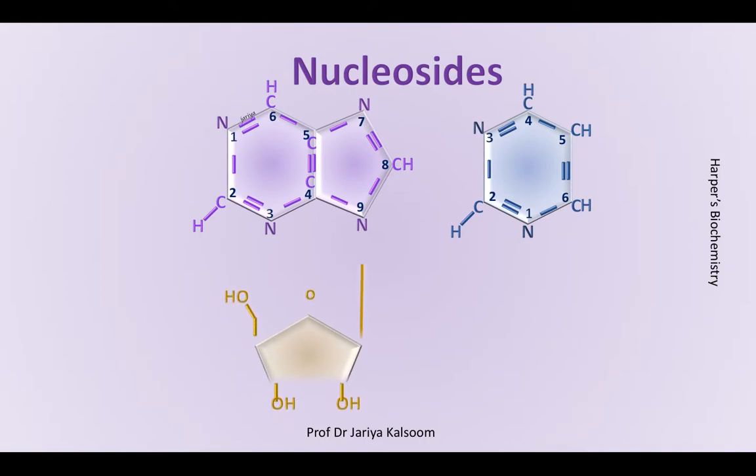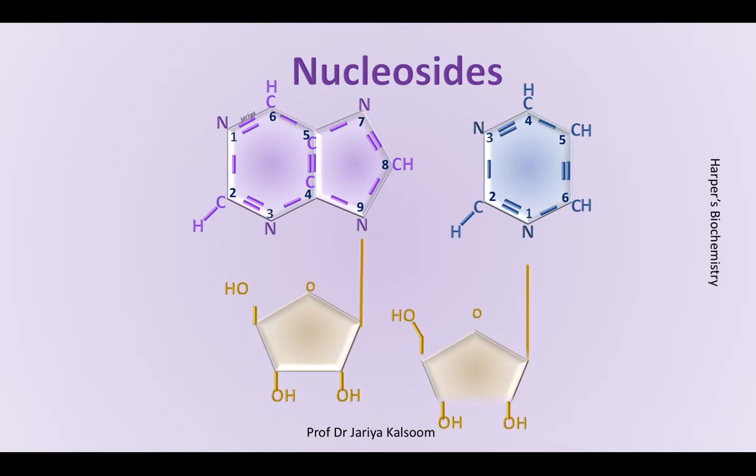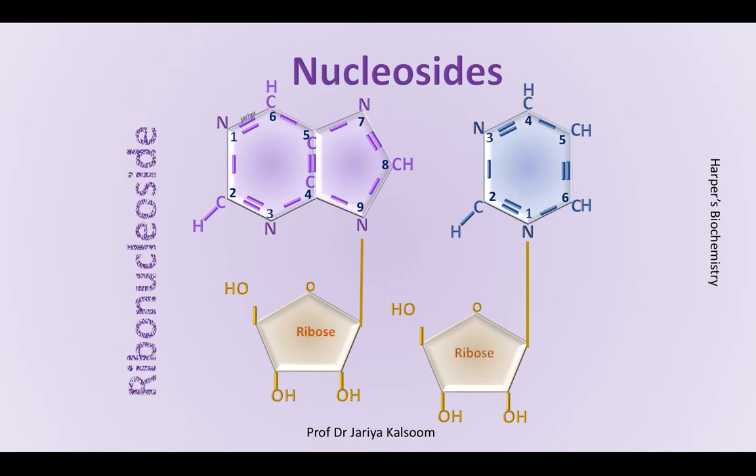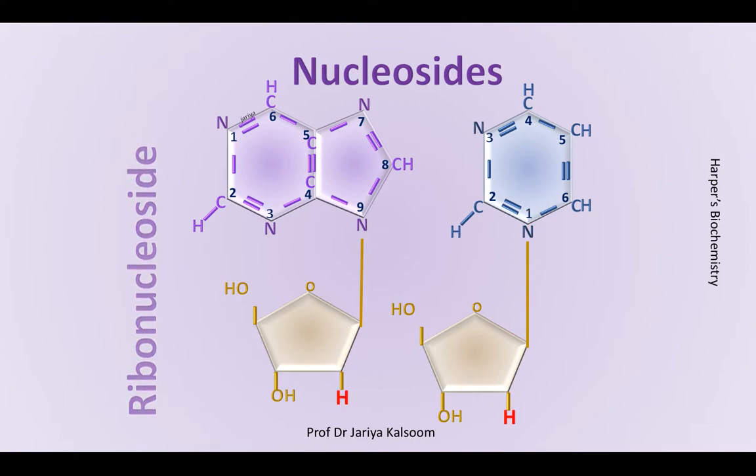The addition of a pentose sugar to a nitrogenous base through a glycosidic bond turns it into a nucleoside. If the sugar is ribose, a ribonucleoside is produced. If it is deoxyribose, a deoxyribonucleoside is produced.